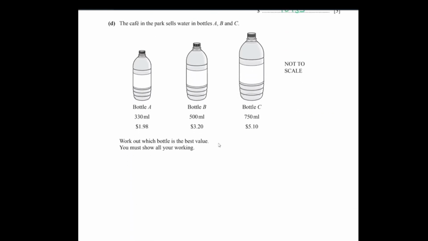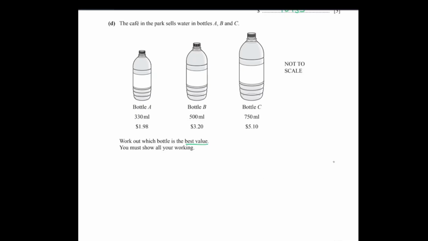The cafe in the park sells water in bottles A, B and C. Bottle A is 330 milliliters, they are selling at $1.98, and then bottle B is 500 milliliters, $3.20, and bottle C is 750 ml, selling at $5.10. We need to work out which bottle is the best value. You must show all your working.